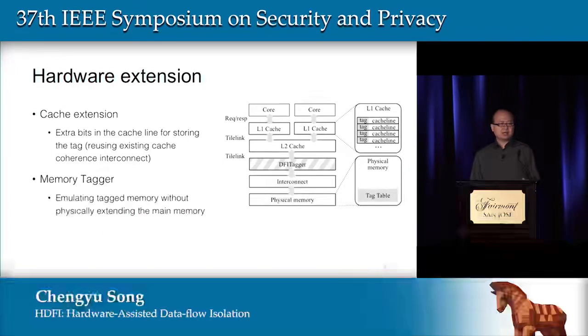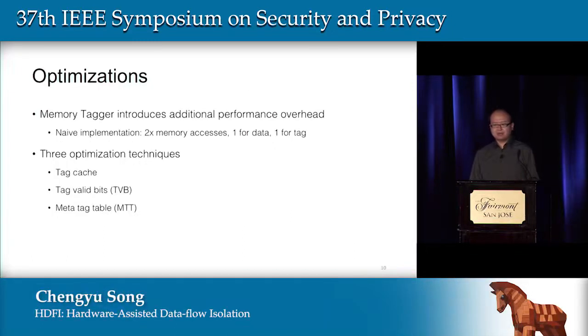So for hardware extensions, our main modification is between the main processor core and the external memory. We extended the cache line to include the additional tag bits so as to support our new instructions and reuse the existing cache coherent interconnect. And because we cannot extend the tag to main memory, which is DRAM, we store all the tag bits in a big bitmap called the tag table, and introduce this memory tagger to duplex each memory access into 1 data access and 1 tag access. However, if we naively implement this, it will introduce too high a performance overhead because we doubled the memory accesses.